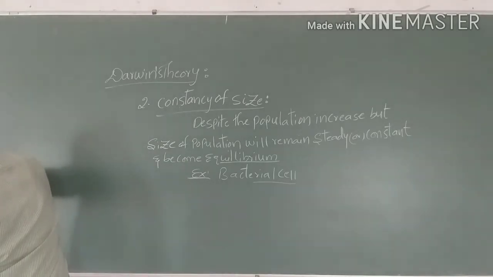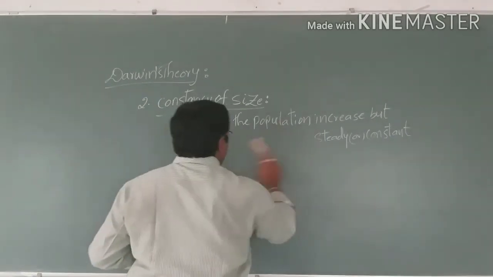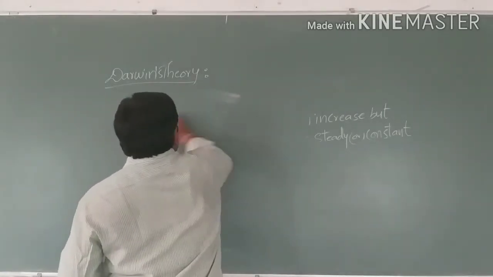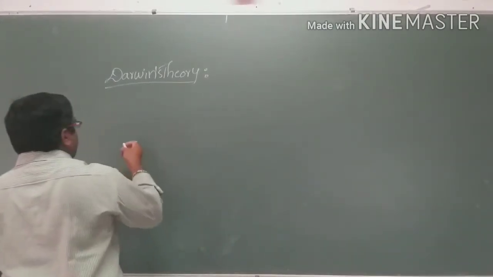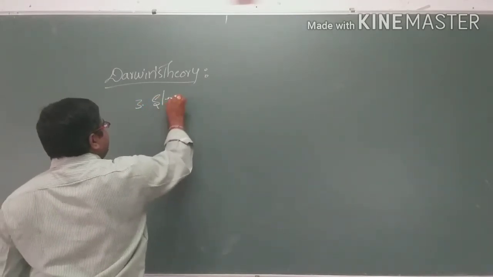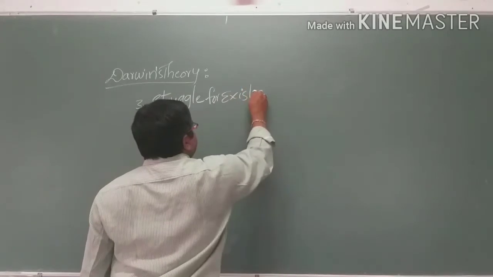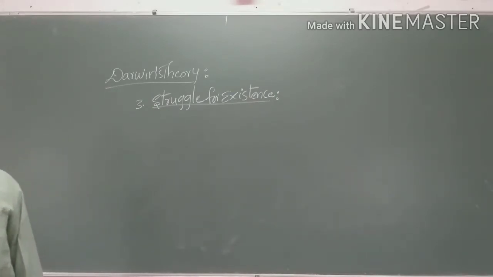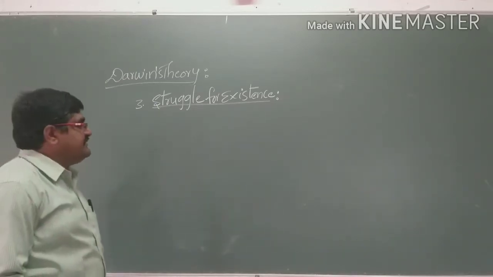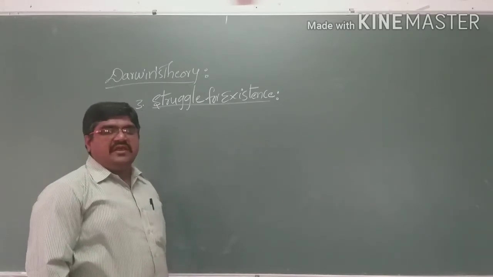Next, coming to the third one, the struggle for existence. Here we call this the struggle for existence. That means that among the organisms which are present, competition takes place between the organisms.